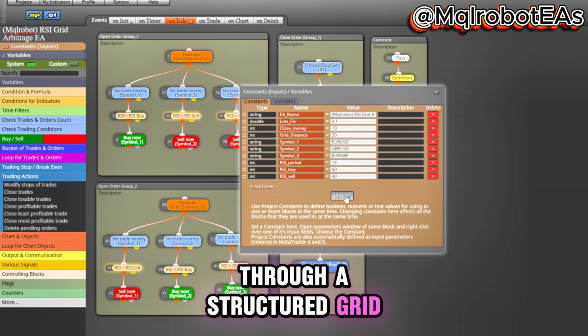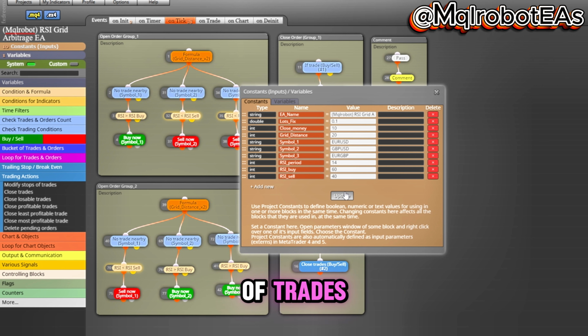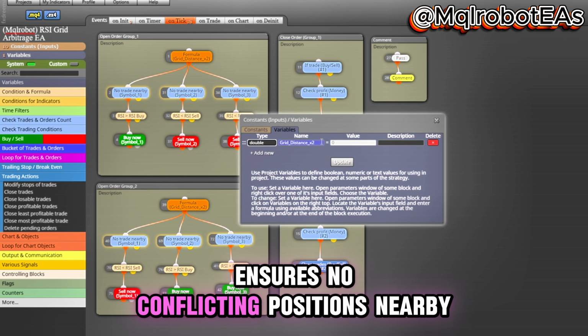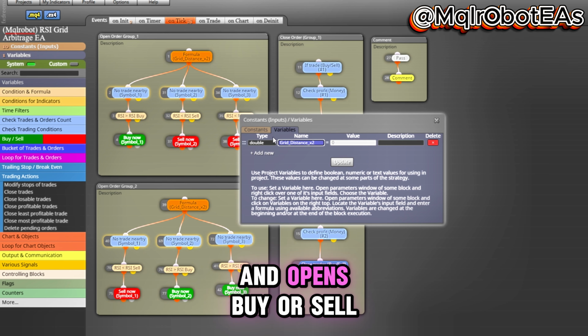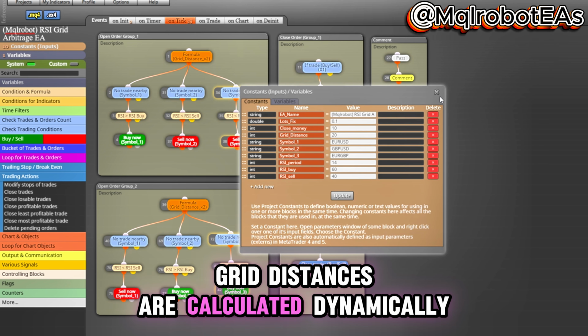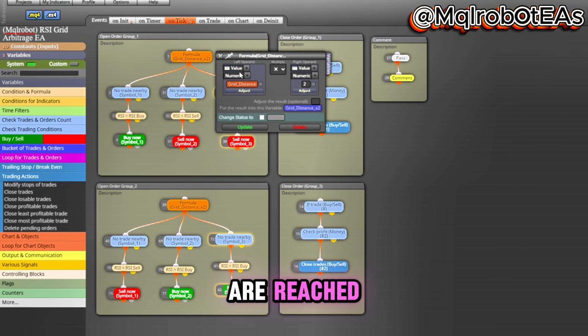a structured grid. The system works in groups of trades. Each group checks RSI conditions, ensures no conflicting positions nearby, and opens buy or sell orders accordingly. Grid distances are calculated dynamically, allowing trades to be placed in a controlled, step-like structure. Once profit targets are reached, the EA closes positions to secure gains.